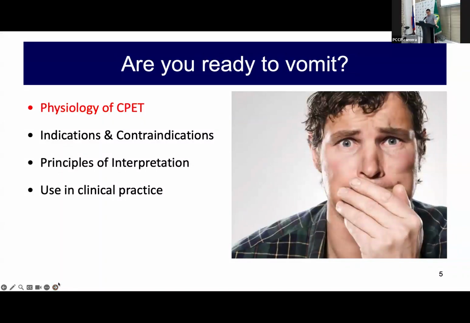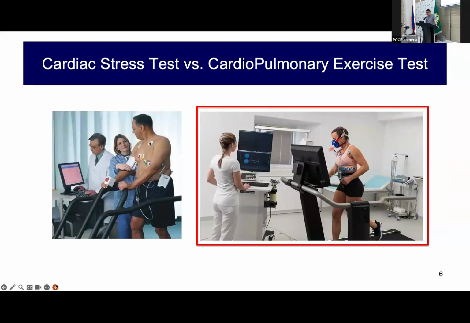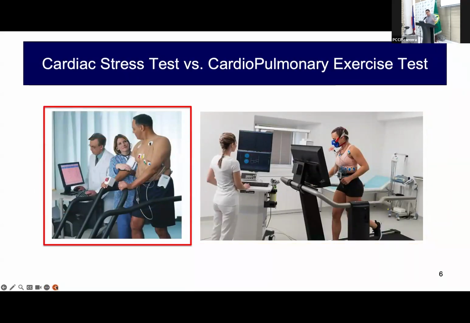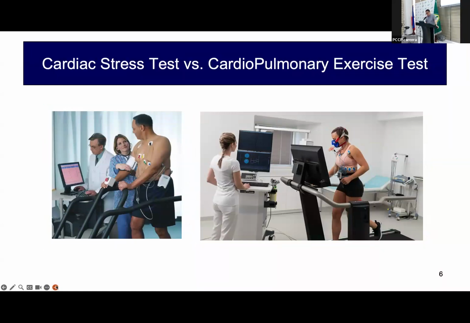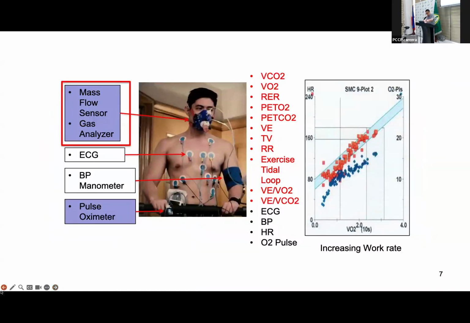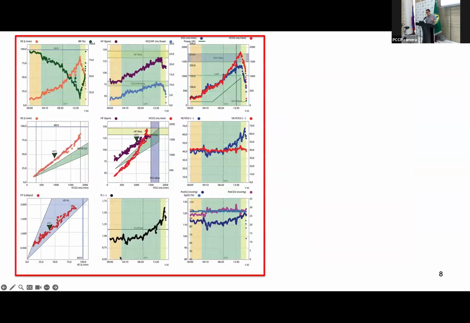Okay, so we'll be talking about physiology of the cardiopulmonary exercise testing. So the CPET is similar to the cardiac stress test, but we use a special device as mentioned by Bernice, known as a mass flow sensor, gas analyzer, and the pulse oximeter. And because of this, we can measure these parameters, which we try to plot as we challenge the patient to a gradually increasing work rate. Okay, so we are going to discuss these 9 graphs.